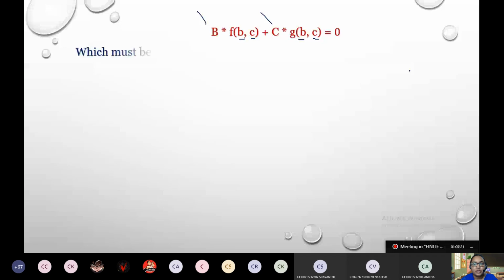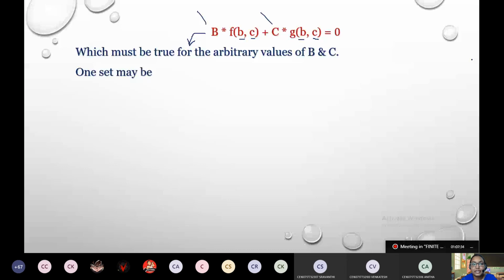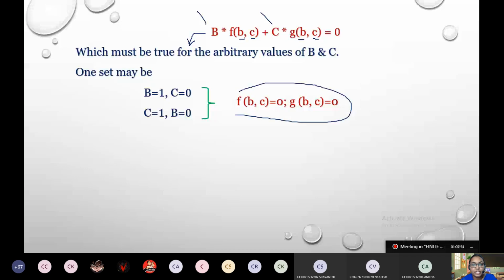Now, this must be true for the equation that we have got. For that I have given the explanation. It must be true for arbitrary values of b and c. Now what are these arbitrary values? We can consider one set. We can either consider b is equal to 1 and c is equal to 0, one at one boundary and the other at the other boundary, or c is equal to 1 and b is equal to 0. We can consider any such case, taking into account that these equations are zeros.